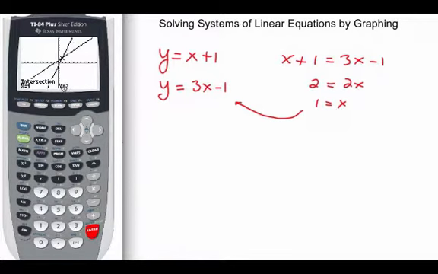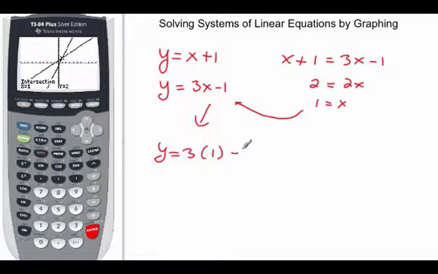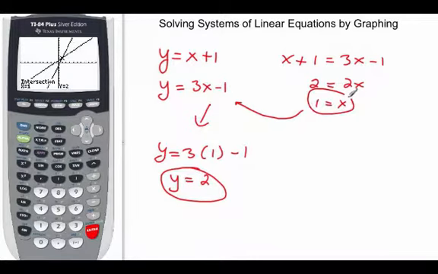of x equals 1 and y equals 2, which we can confirm that had we plugged in 1, we would have y equals 3 times 1 minus 1, or y equals 2. So we would have had an intersection point at x equals 1 and y equals 2. And that's our first example using the calculator.